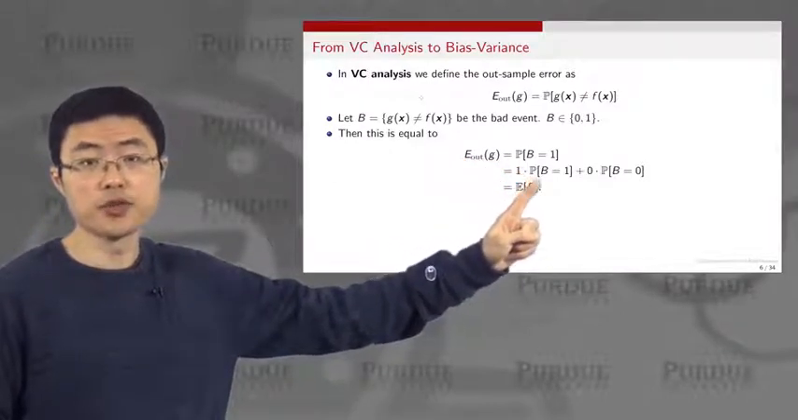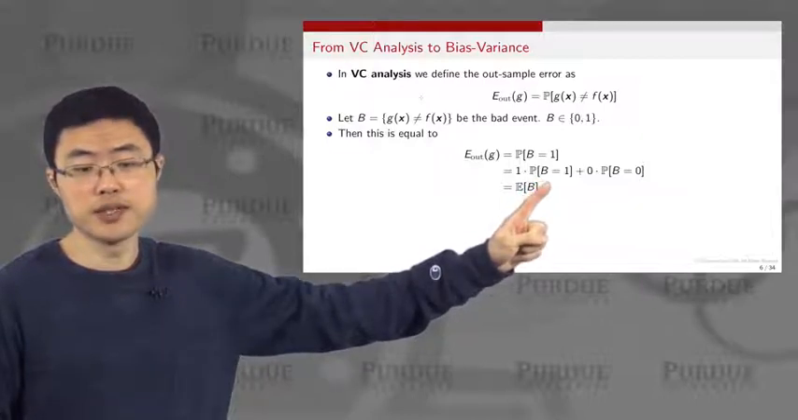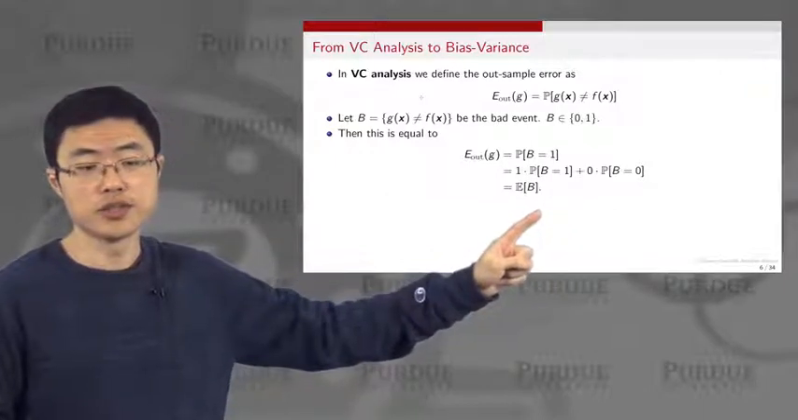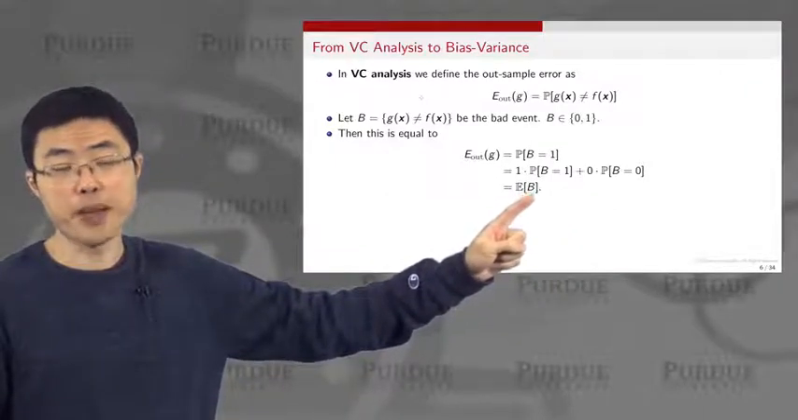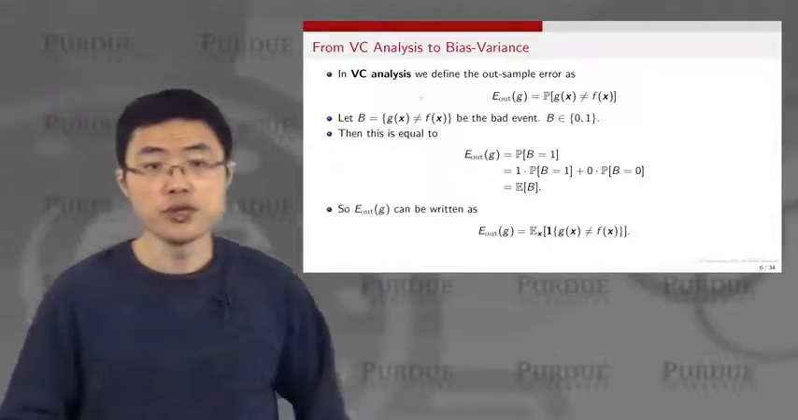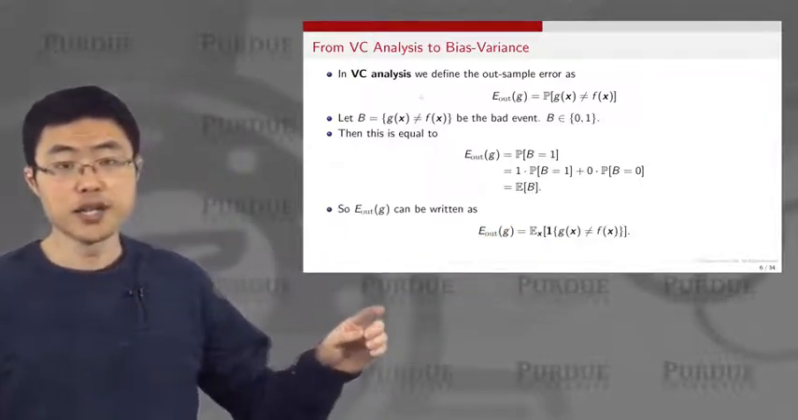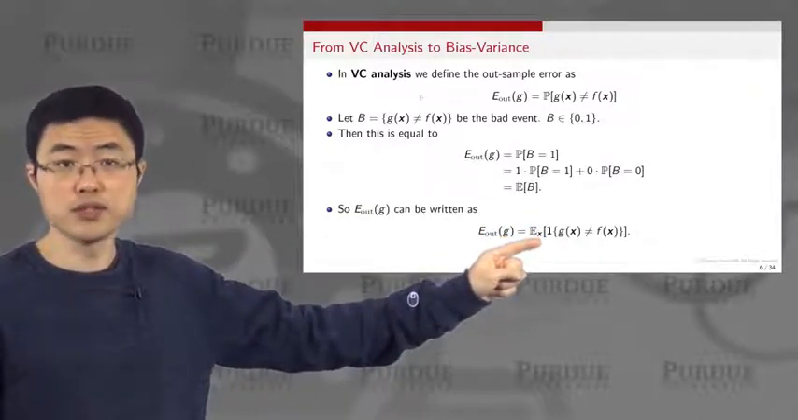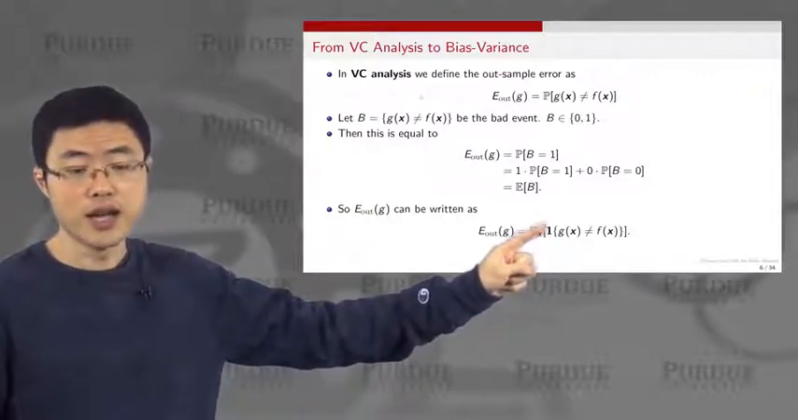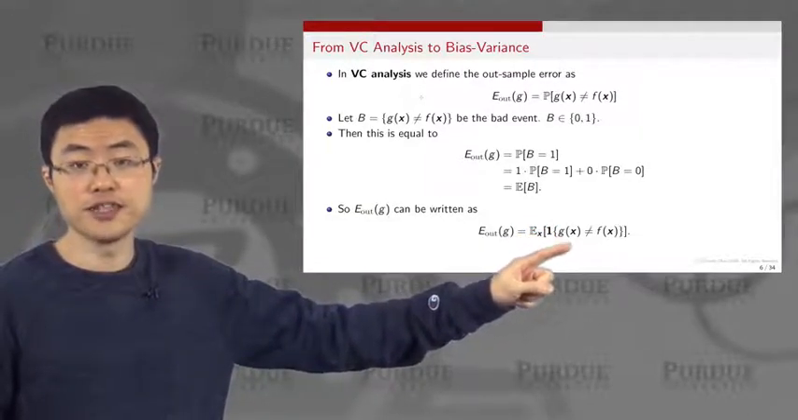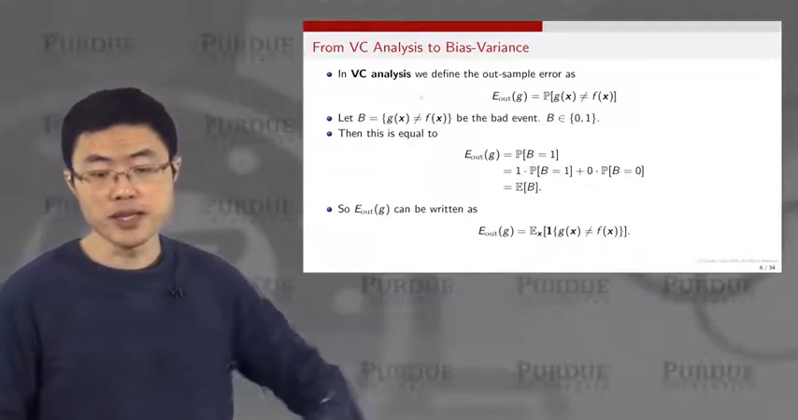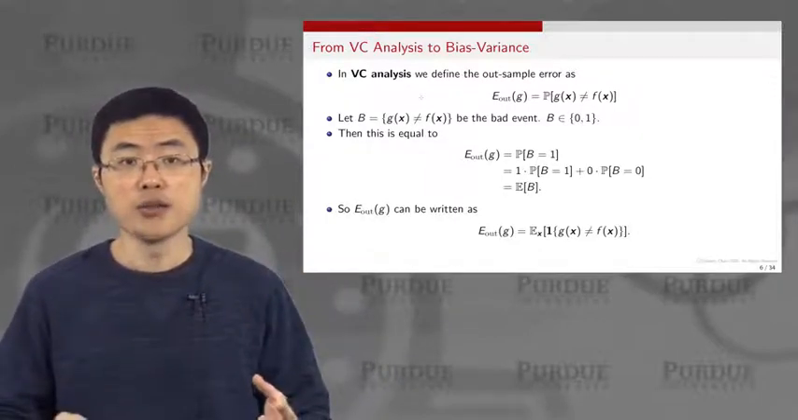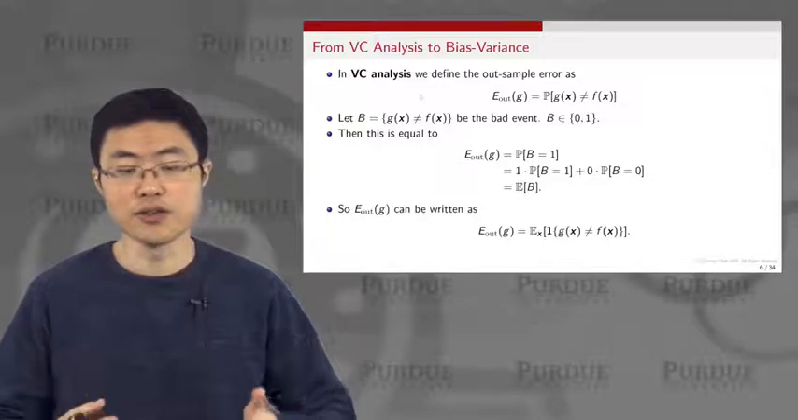Okay, and then I can also further write it as 1 times the probability of B equals 1, and then 0 times the probability that B equals 0. This is just the expectation of having a bad event. So now we know that the out-sample error can be written as the expectation over all the possible samples in your population set applied to the indicator function of this event. So what we mean is that the out-sample error, instead of looking at it as a probability, we can try to understand it as the expectation of certain events.